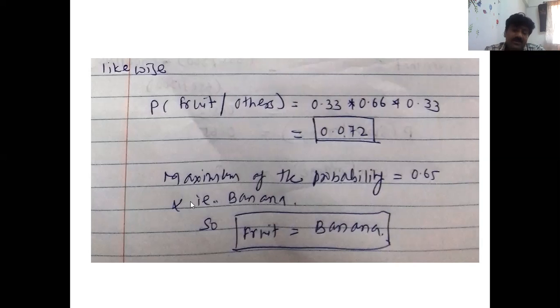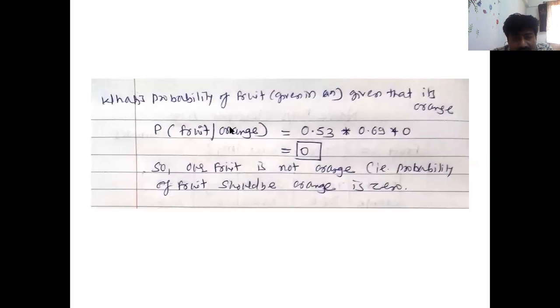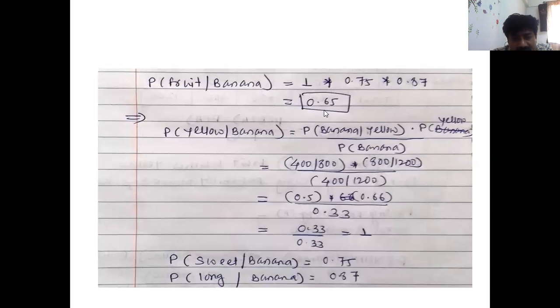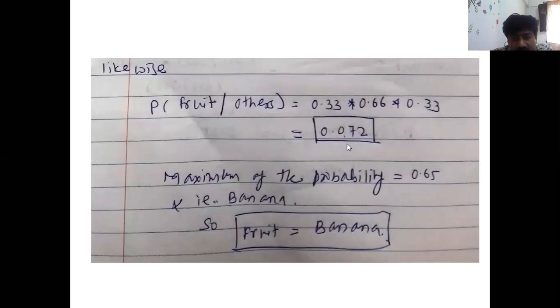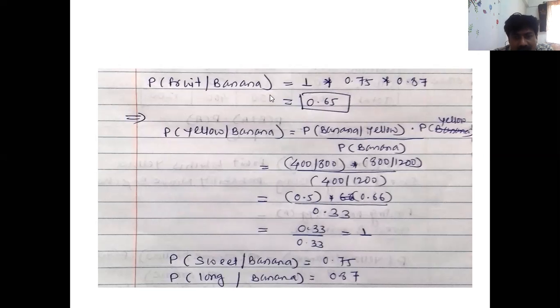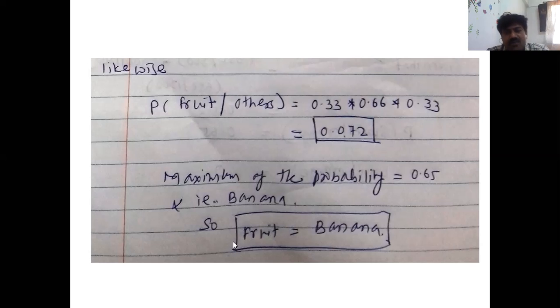Now, from Bayes theorem we have computed these values. Now what is the Bayes classifier? The Bayes classifier gives the fruit based on the maximum of the probability. For orange, the probability comes 0. For banana, the probability is 0.65. For the other fruits, it is 0.072. Among these three values, the maximum probability is 0.65, and that is of the banana. So our fruit is equal to banana.